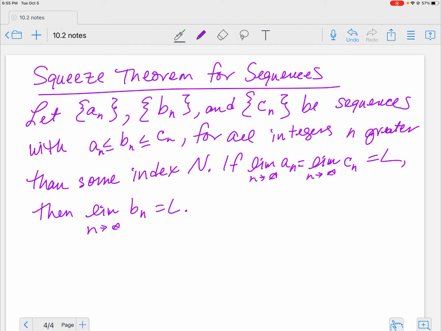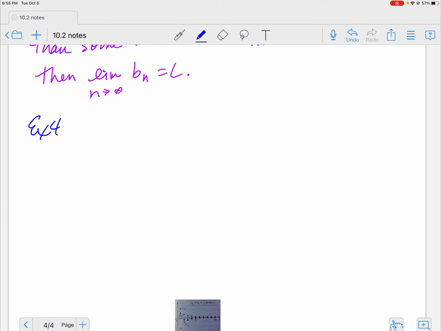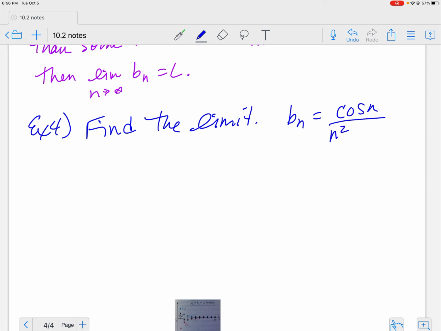A lot of times whenever you do squeeze theorem, we have trig involved where you can have those top and bottom bounds. So check this out. Here's example 4. Find the limit of B sub n equal to the cosine of n over n squared plus 1. Whenever I go to find this limit as n approaches infinity, this is going to be infinity over infinity.